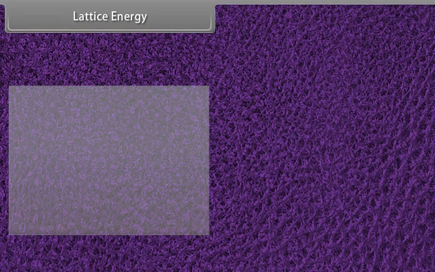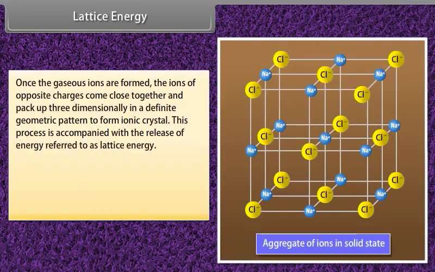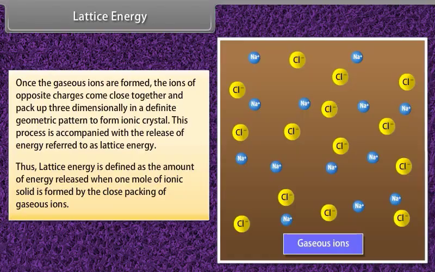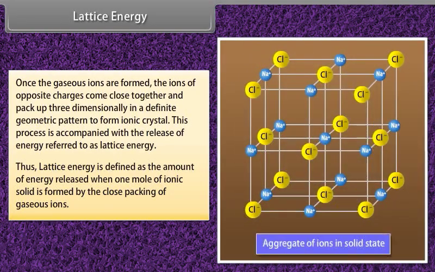Lattice energy. Once the gaseous ions are formed, the ions of opposite charges come close together and pack up three-dimensionally in a definite geometric pattern to form ionic crystal. This process is accompanied with the release of energy referred to as lattice energy. Thus, lattice energy is defined as the amount of energy released when 1 mole of ionic solid is formed by the close packing of gaseous ions.